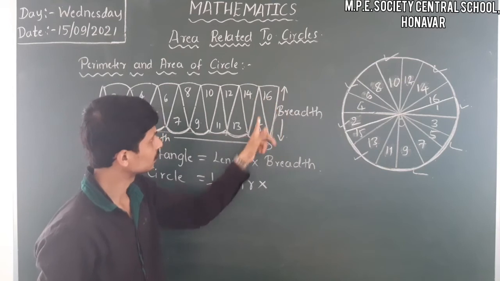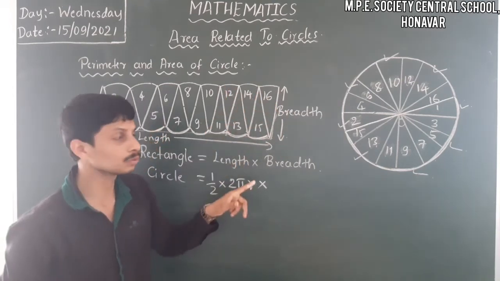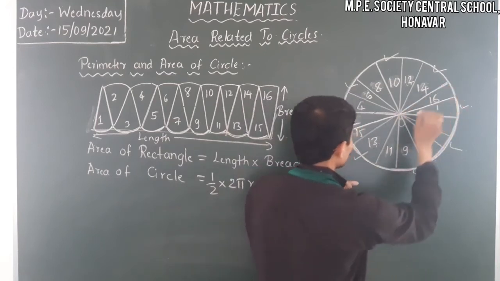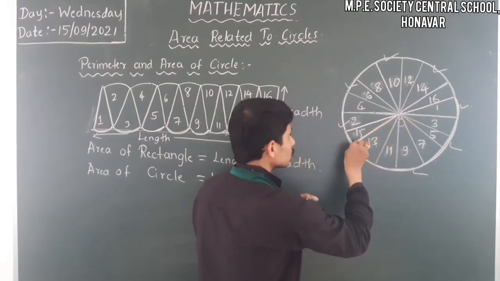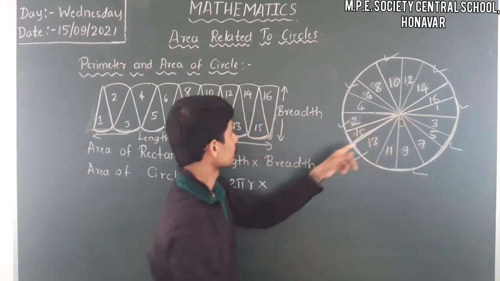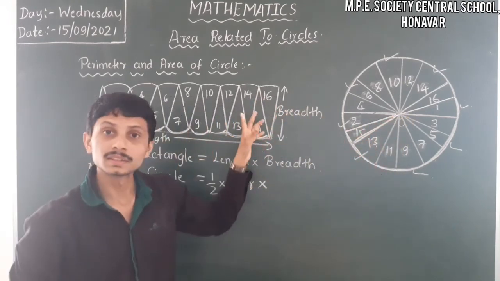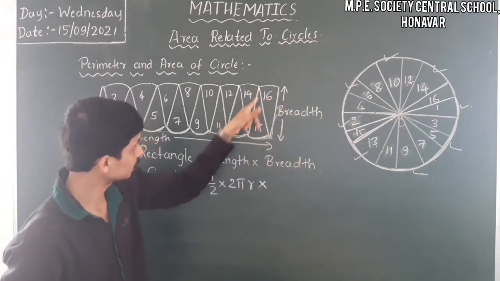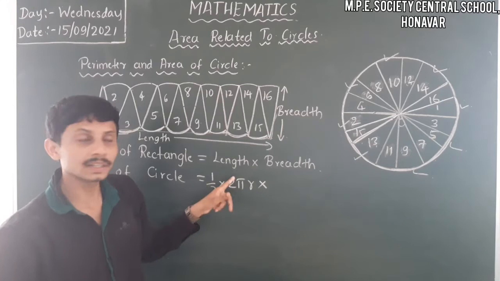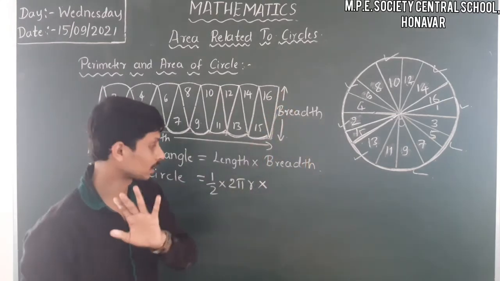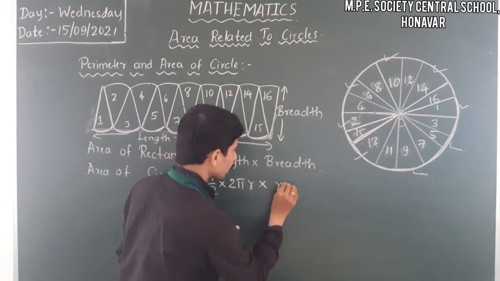What is this length? We have to know. Here just observe, these are the lengths. So let us take the 16th one or the 15th one. Both are the radius of the circle. Whatever lengths we have here, all are radii of the circle. So this breadth as well is the radius of the circle. That's why breadth is nothing but radius here.